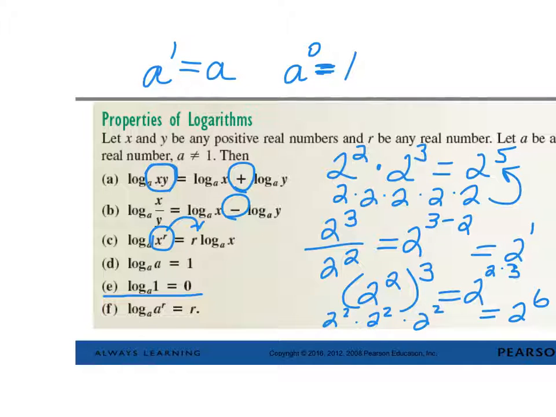And then this one, of course, is kind of a useless restatement in some ways, because this says if you take the base a down here and you raise it to the r power, well, guess what you get? A to the r power.